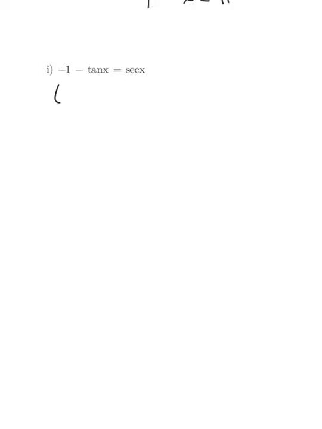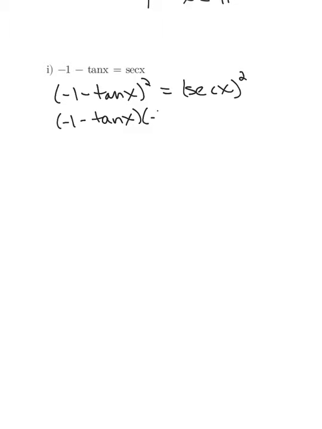So we are going to square -1 minus tangent of x, and we are going to square just the term secant of x. Be careful, because on the left, when you have -1 minus tangent of x squared, remember that means that you are taking that quantity times itself. And that is going to take FOIL.